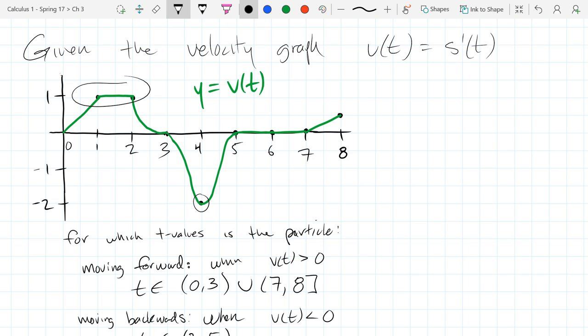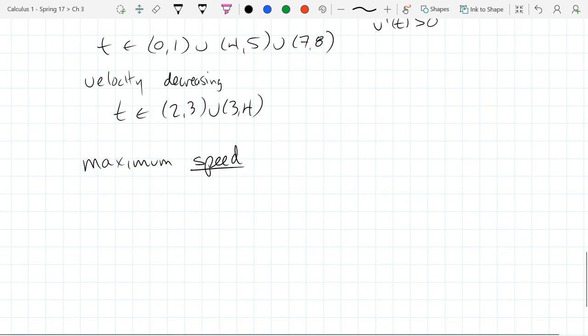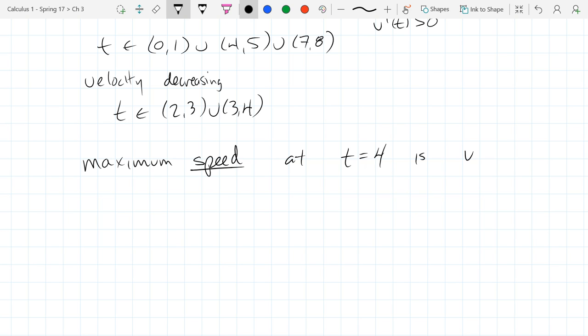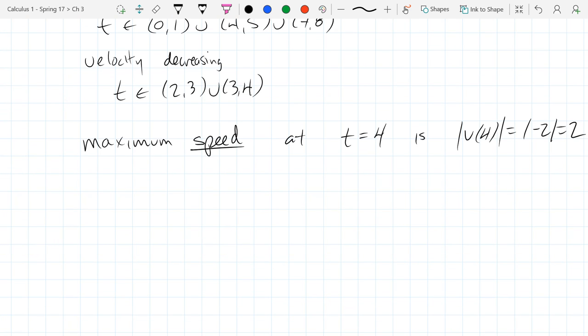So we're actually achieving the maximum speed at 4 seconds. And our actual speed is 2 at that point. The velocity is negative 2, but the speed is the absolute value of that.